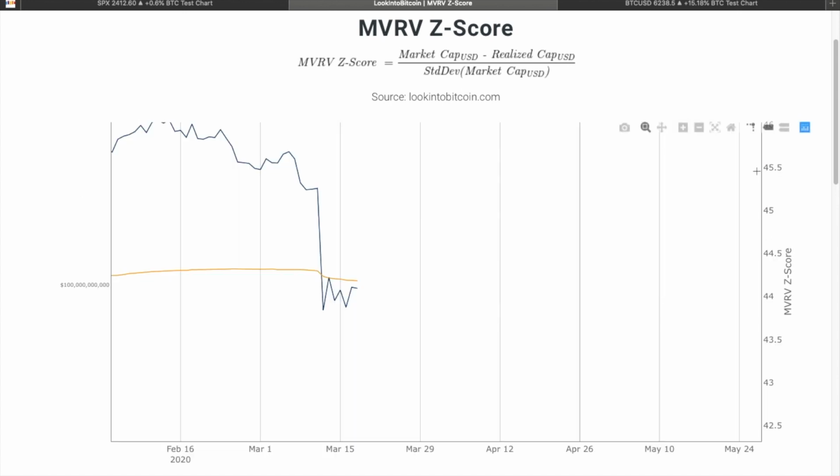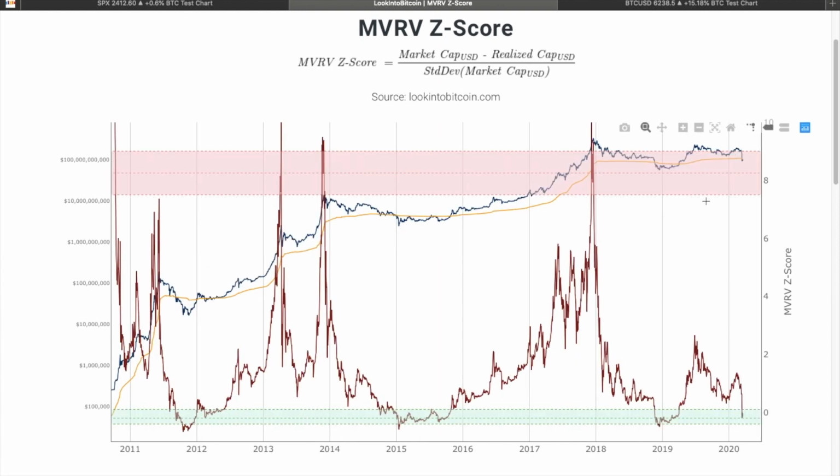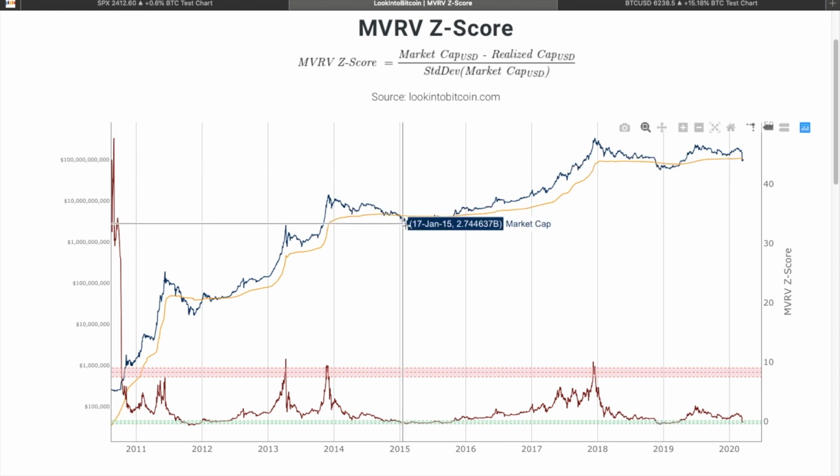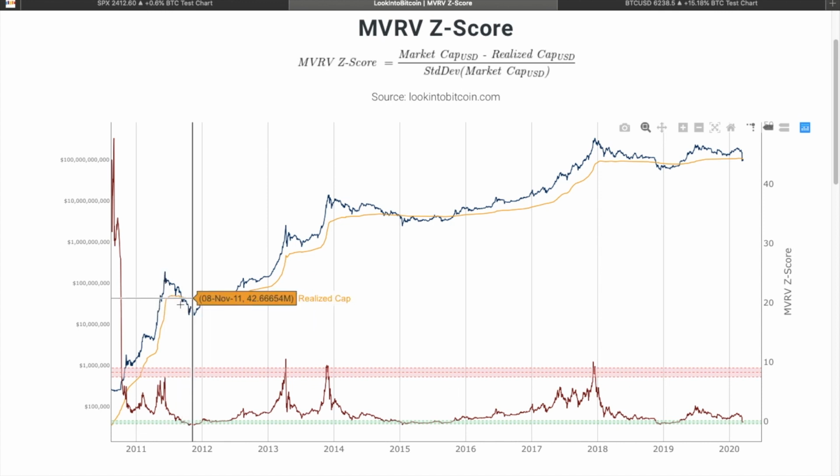So right now, Bitcoin is below the realized cap, I mean the market cap is below, so it's also maybe an indication. It's up to you to decide, because if you look at the past, every time the realized cap is above the market cap, it was an indication to enter the market.